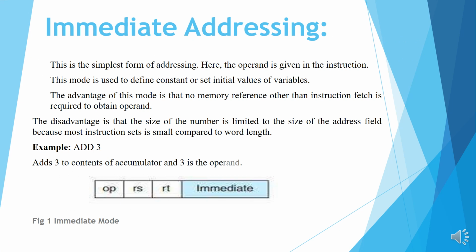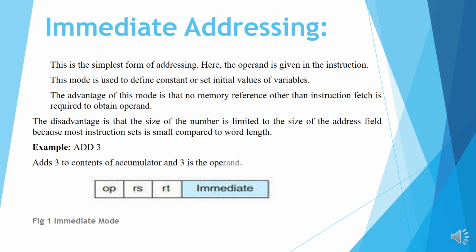In this immediate addressing mode, this is the simplest form of addressing. Here the operand is given in the instruction. This mode is used to define constants or set initial values of variables. The advantage of this mode is that no memory reference other than the instruction fetch is required to obtain the operand. The disadvantage is that the size of the number is limited to the size of the address field, because most instruction sets are small compared to the word length.